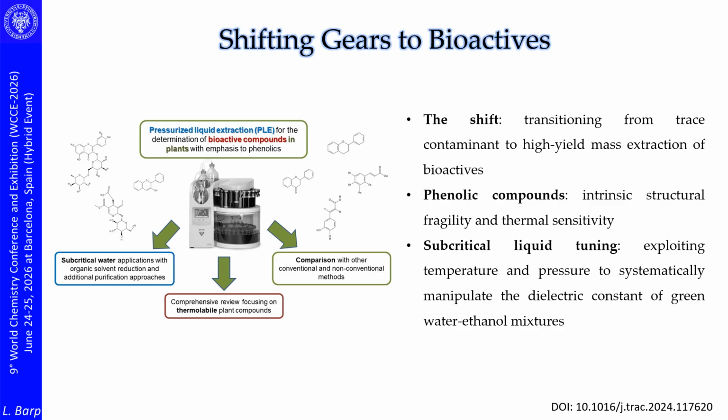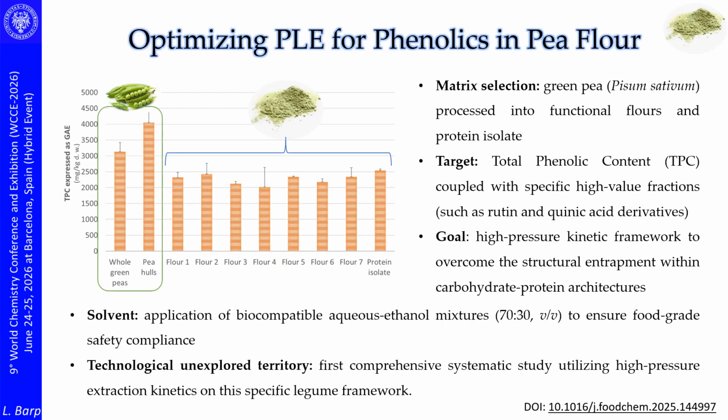Under elevated pressures, adjusting the temperature allows for precise manipulation of the solvent's dielectric constant, effectively mimicking the solvation behavior of classical organic solvents. In a recent study, we targeted green pea flowers, which represent the actual key ingredient for innovative functional food formulation. To fully understand the impact of industrial processing, whole green pea seeds and their hulls were used as agronomic references.